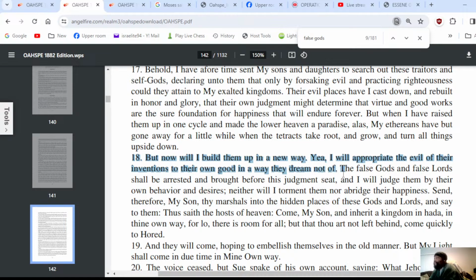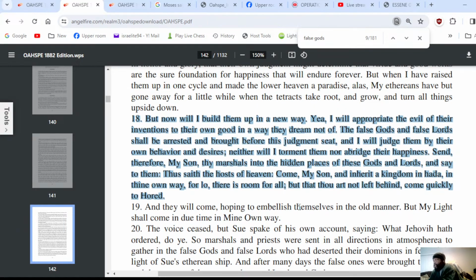The false gods and false lords shall be arrested, brought before this judgment seat, and I will judge them by their own behavior and desires. Neither will I torment them, nor abridge their happiness. Send therefore my son, thy marshals, into the hidden places of these gods and lords, and say to them, Thus saith the host of heaven, come, my son, and inherit a kingdom in Hada, in thine own way. For lo, there is room for all, but that thou art not left behind, come quickly to Horeb.